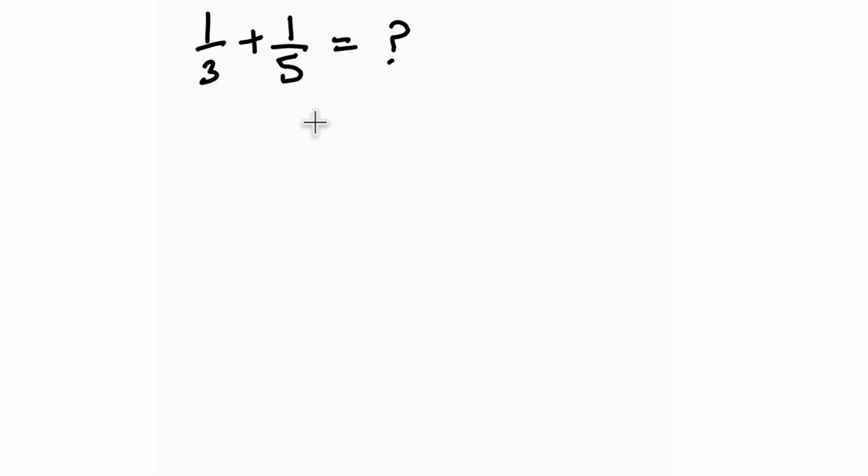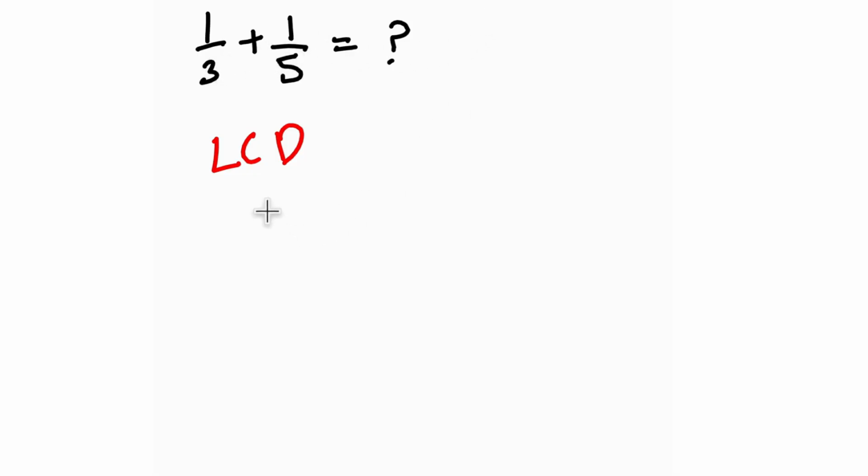Let's take a look at this problem. This problem is slightly different and requires a few more steps. 1/3 plus 1/5, what is it equal to? Well, as you can see, 3 times any whole number, you're never going to get 5. So we need to do something else. If you remember from the previous example, we multiplied one fraction by some number to get to the other fraction. Well, in this case, we have to multiply both fractions by some number to get the least common denominator. What I mean by that is we need to find the least common multiple of 3 and 5.